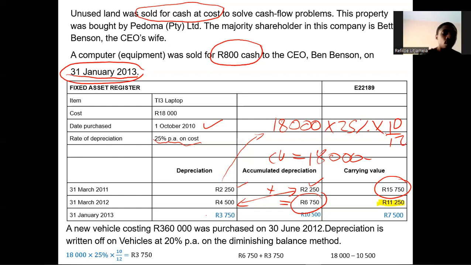Instead, they tell you how this vehicle is depreciated. So it is depreciated on diminishing balance method at 20% per annum. Per annum means annually, 12 months. And we're going to use the diminishing balance method. Let me just go back to the previous slide and see how we're going to record all of these.